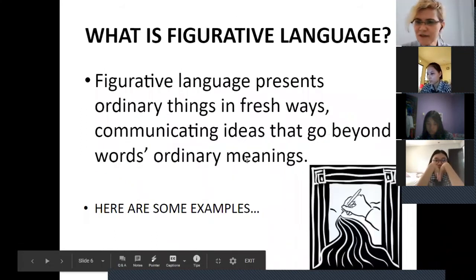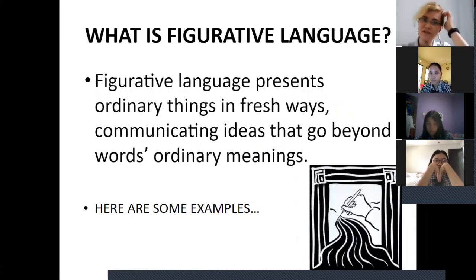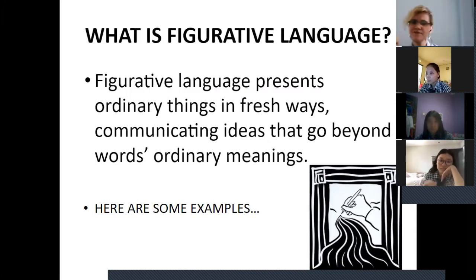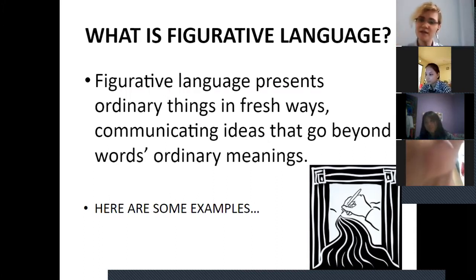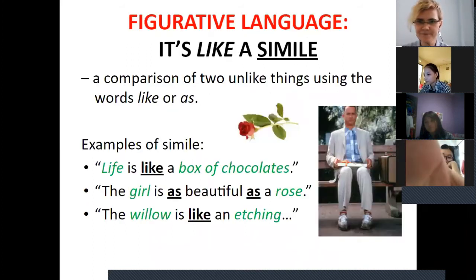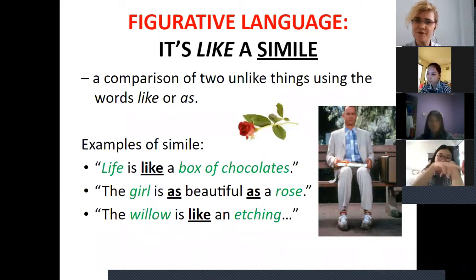So what is figurative language? This is a review because you've had this already since grade 10. It presents ordinary things in a really fresh way. It creates imagery, mental pictures, communicating ideas that go beyond words that are just ordinary in meaning. So if we're using figurative language, we're creating deeper meaning. For example, a simile is a comparison of two unlike things using the words like and as.